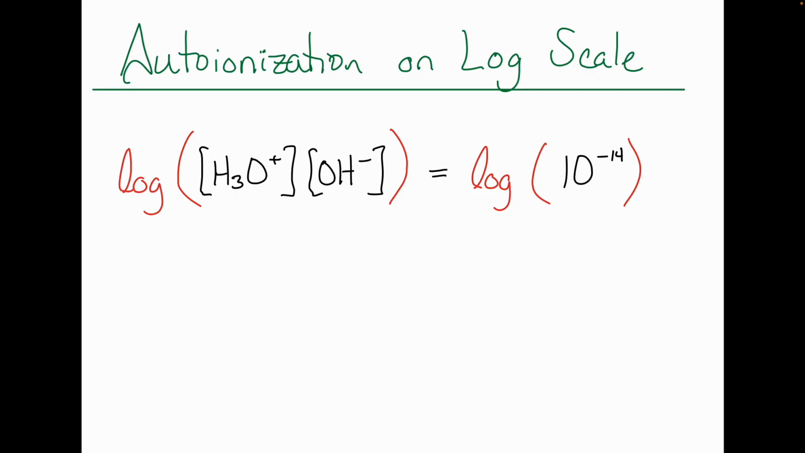All right, so over on the right-hand side here, 10 to the negative 14 is just a number. So we're going to take the negative log of both sides. If I take the negative log of that 10 to the negative 14, that turns that right-hand side into 14. You can convince yourself of that just by punching that into the calculator.